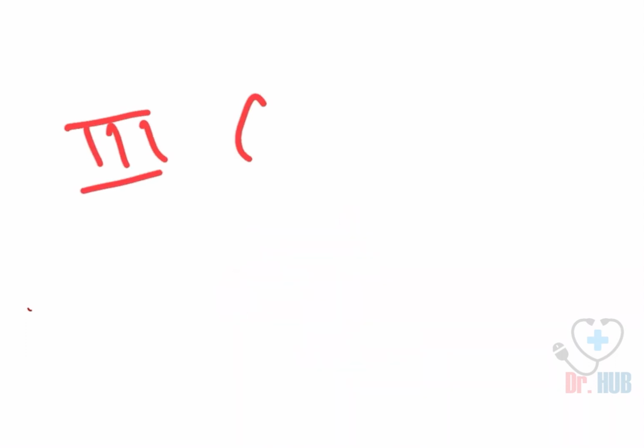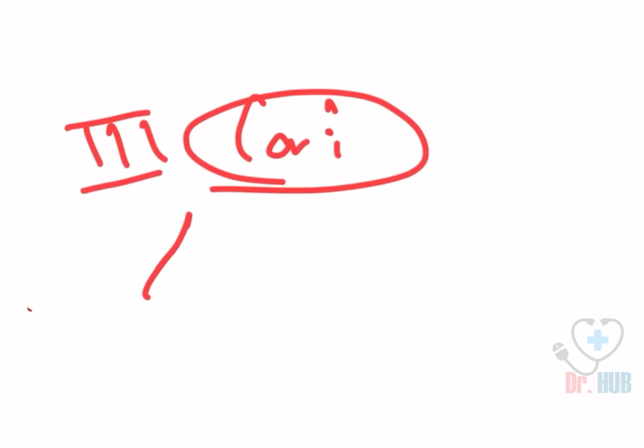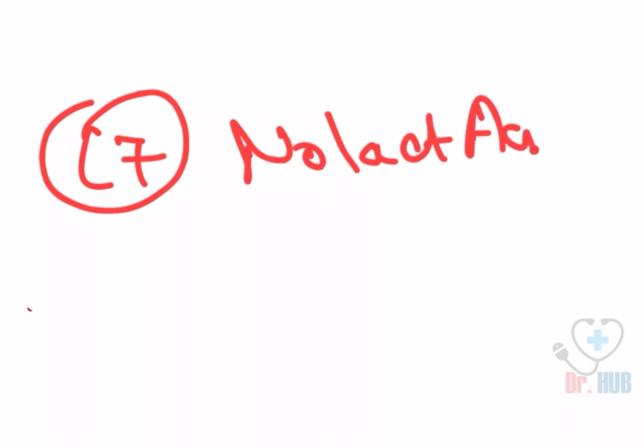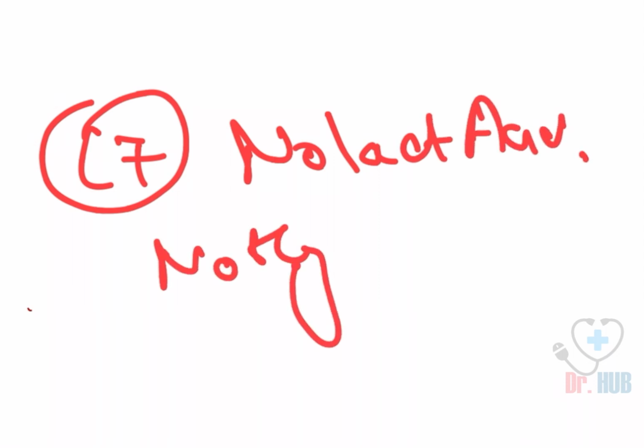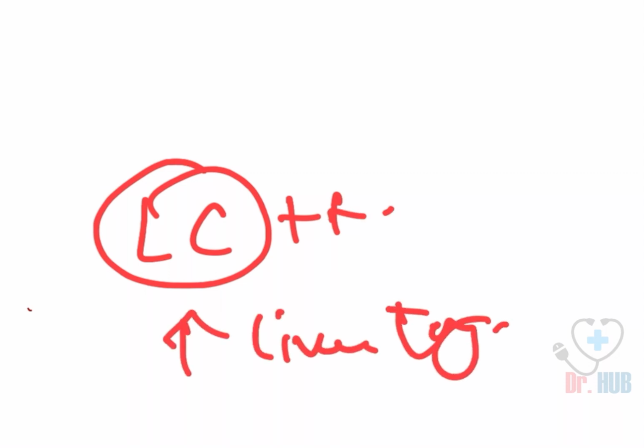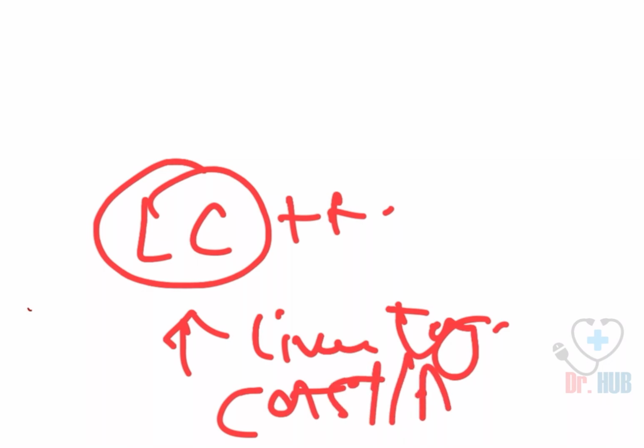Next, type 3 is the Cori's disease, also the limit dextrinosis. So here the enzyme defect is of the debranching enzyme, and the clinical features, it includes there is no lactic acidosis, there is no hyperuricemia, the liver cirrhosis is present, and there's increase in the liver enzymes, that is the AST as well as the ALT.